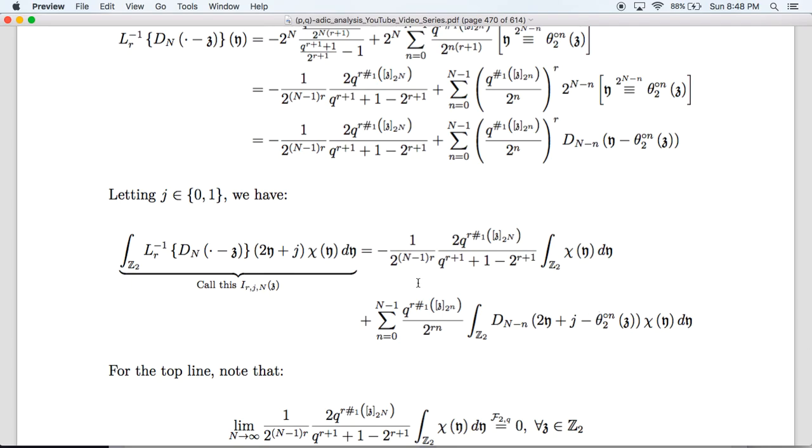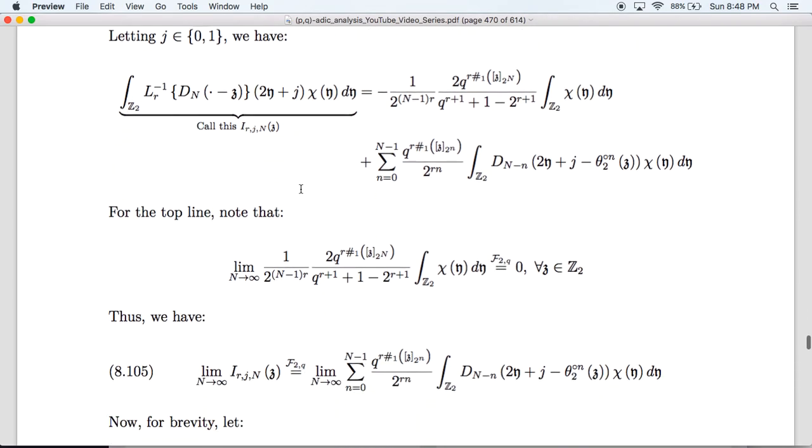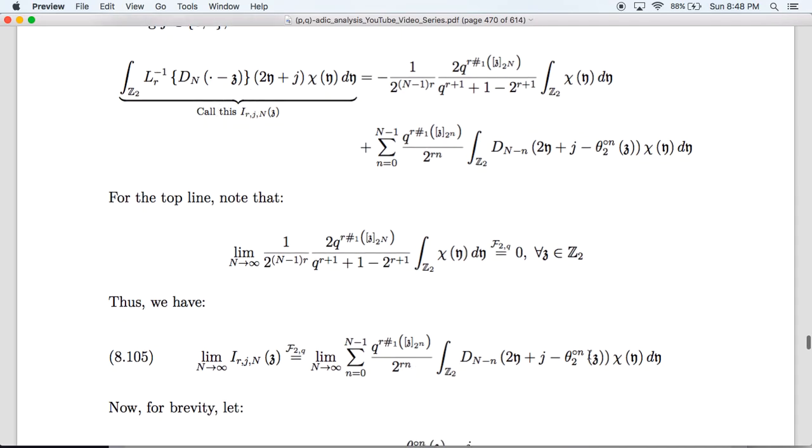This term at the top over here, we don't need to worry about its convergence. Note that this q will converge to 0 q-adically for z in Z_2' as n goes to infinity, and for z in the non-negative integers, this denominator term here goes to infinity in the topology of the reals. So this term converges to 0 with respect to the frame. So our limit of our integral is this.